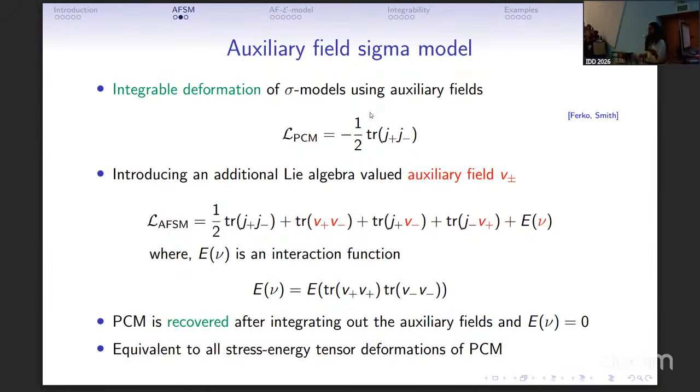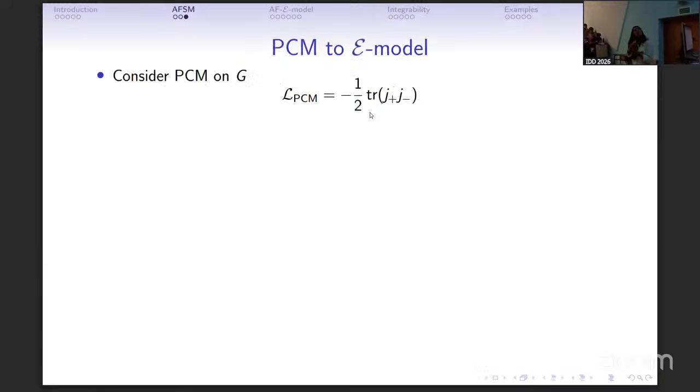And as I was mentioning earlier, these are thought of as an equivalent to all stress-energy type tensor deformations of PCM. Now, that's one of the tools that we will need to understand the construction of auxiliary field deformed E models. But the other tool that we need to know is just going back to how PCM can actually be uplifted to the E model at the Drinfeld double level.